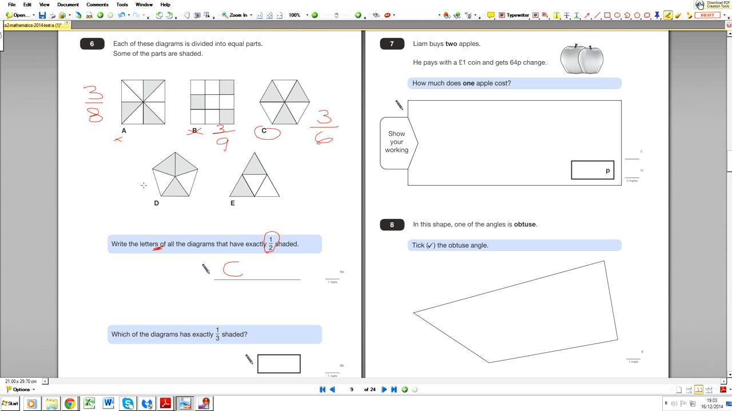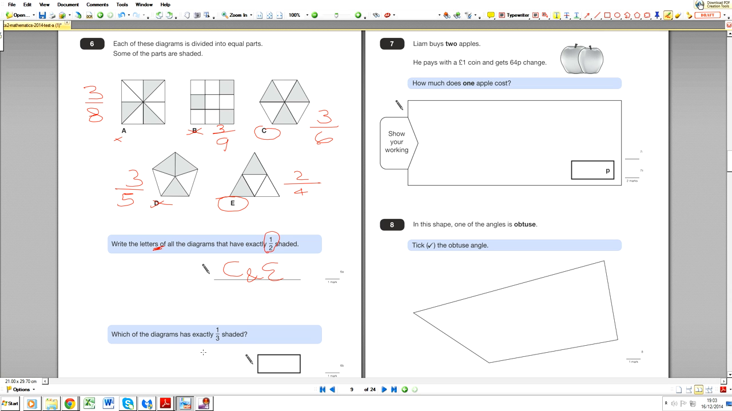Now if you look at D, Nayab, how many pieces do we have? 5. How many are shaded? 3. Is that half or more than half? Okay, so that's not half. Mr. Ilyas, how many pieces do you have here? 4. How many are shaded? 2. Is that half? Yes, 2/4 is a half. So the answer is C and E.